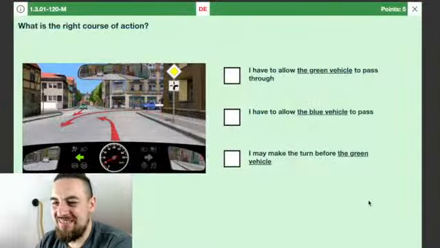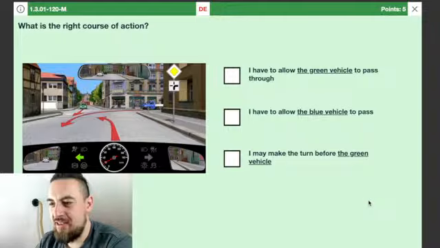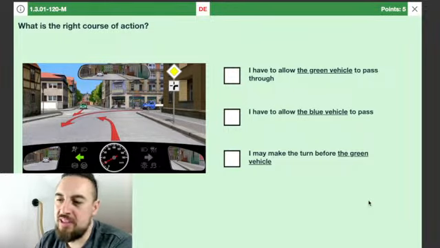All right. What is the right course of action? I have to allow the green vehicle to pass through. I have to allow the blue vehicle to pass. I may make the turn before the green vehicle. 1, 2, or 3. All right, let's solve it.